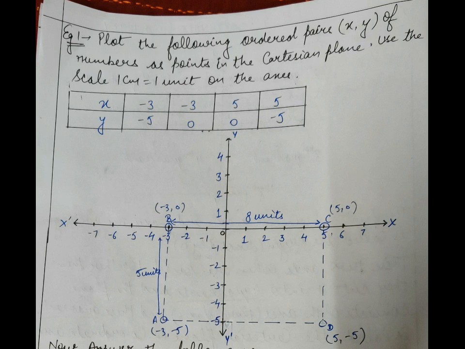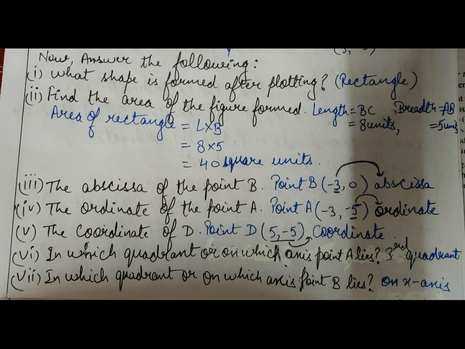Please listen carefully. As you can see, (-3, -5) has been plotted in the graph and the point is named A. Similarly, (-3, 0) is also plotted in the graph and is named B. Then (5, 0) is also plotted and is denoted as C. Then the fourth is (5, -5), which is denoted by D. Now we will answer some questions on the basis of this plotted graph.